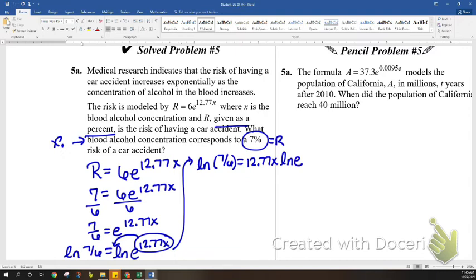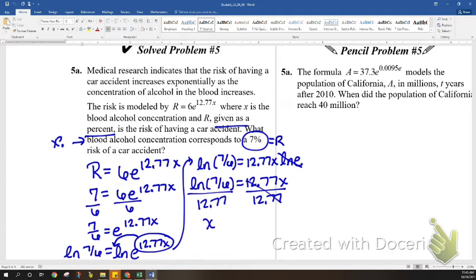Do you remember what we said natural log of e is? It is 1, and anything times 1 is itself. So we can just get rid of that. So we know the natural log of 7/6 is equal to 12.77x. So to solve for x, we're going to divide by the 12.77.